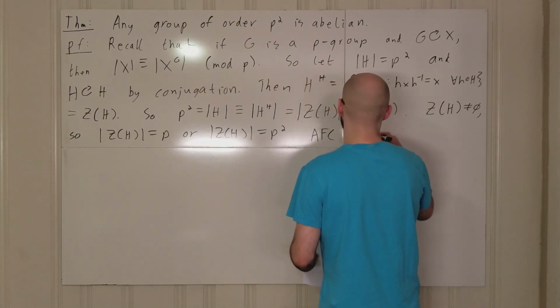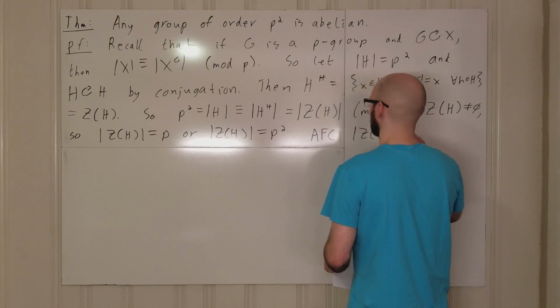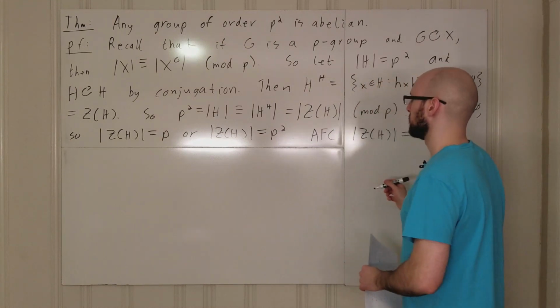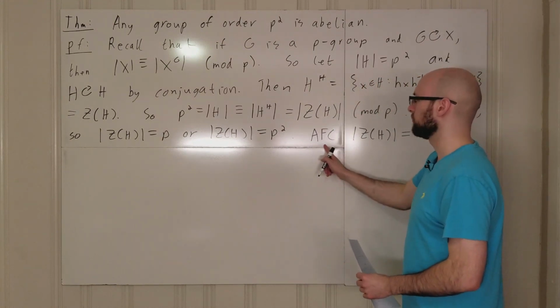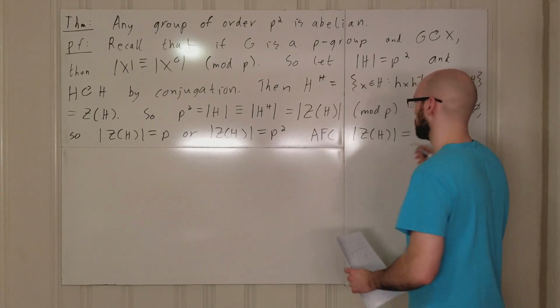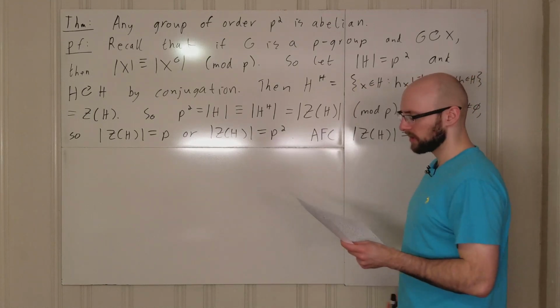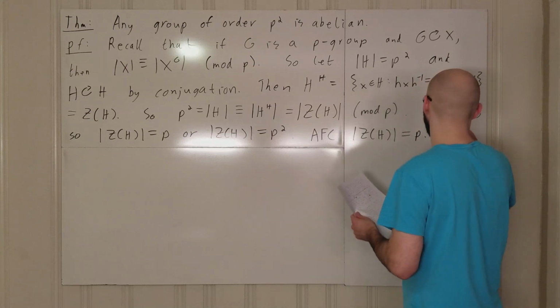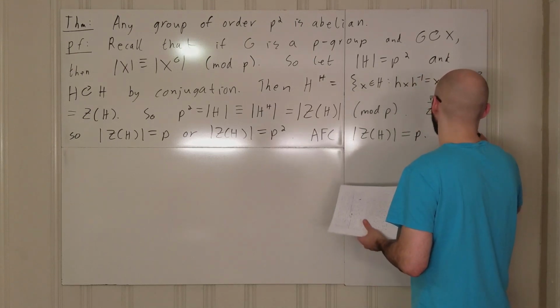So assume for contradiction, I'm just going to write AFC. I like to do that because "assume for contradiction" is three words, and that has a lot of letters, and this is one word with three letters. So anyways, we're going to assume for contradiction that it is p. Okay.